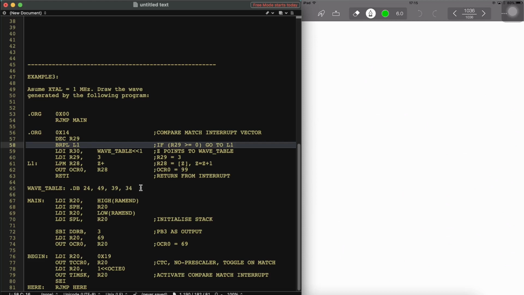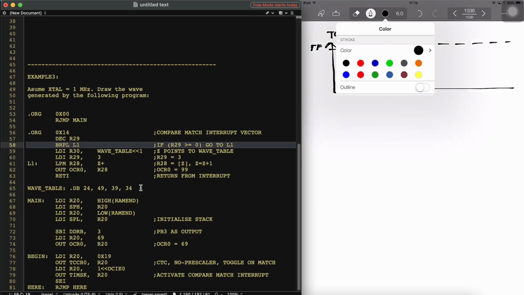And how are we going to implement that or draw the wave for it? So once again, we have got TCNT, 0, and we have got a couple of OCR values. FF is here, I'll just put that over here. That's the highest point. Now we have got a couple of values: 69, 24, 49, 39, and 34. So we have to set those accordingly.